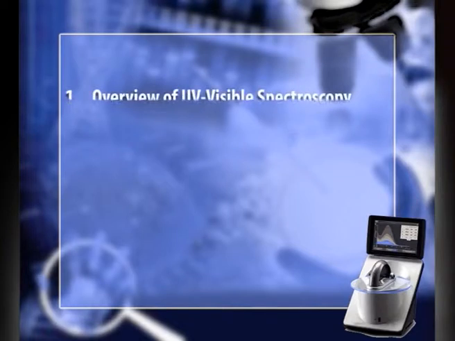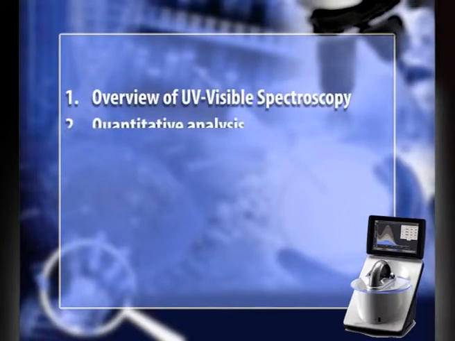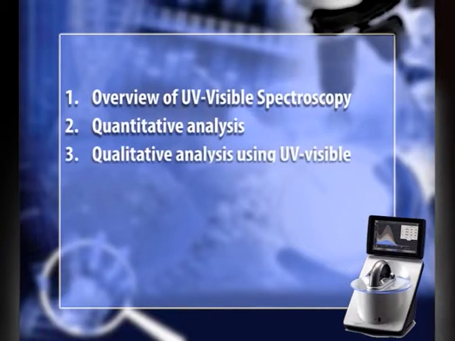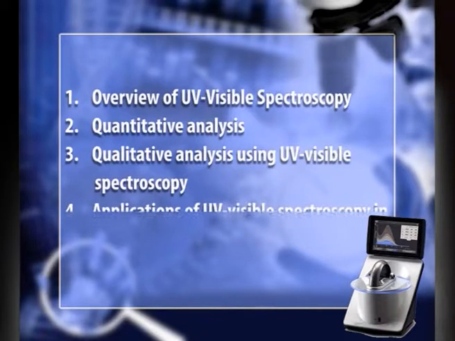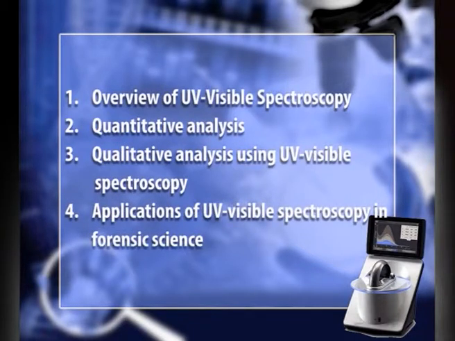So students, with today's lecture on spectroscopy part 2, let us look at the modules which we will be learning today. Module 1, overview of UV visible spectroscopy. Module 2 talks about the quantitative analysis and module 3 about the qualitative analysis using UV visible spectroscopy. In module 4, applications of spectroscopy in forensic science, and finally followed by the conclusion.